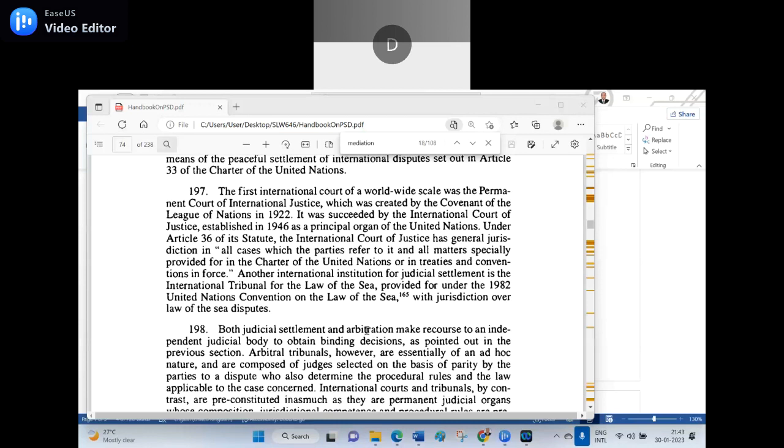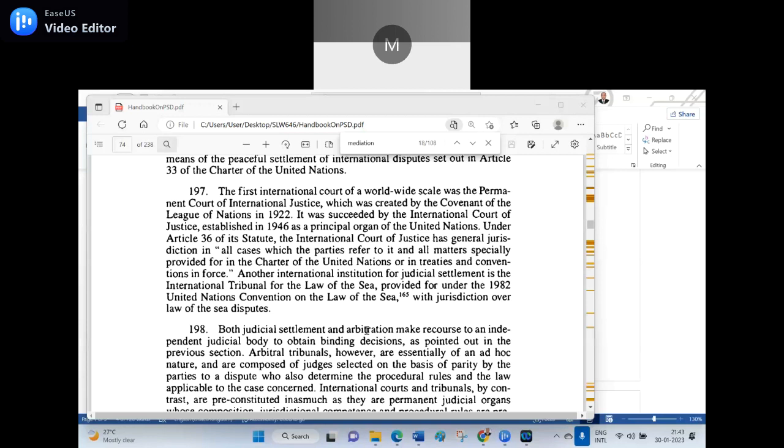Yes, Prof, I understand now. Yes, that is the only difference. Jurisdiction is shown in Article 36. Judicial decisions will be given by the judicial organs in Article 33. Here the judicial organ of the UN is the International Court of Justice.